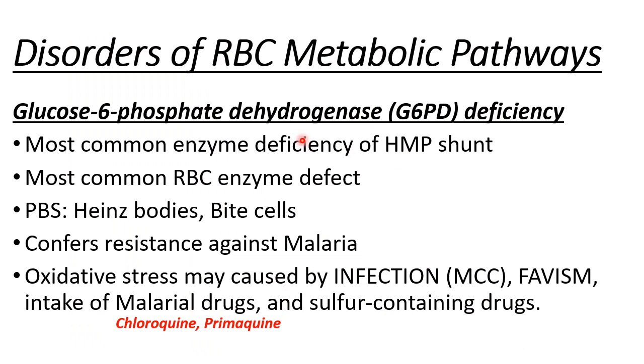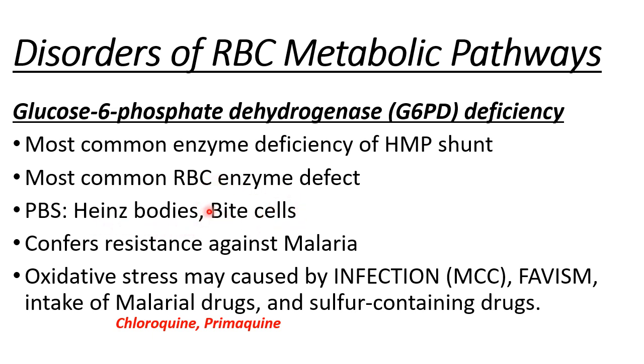Next enzymopathy is your G6PD deficiency. This is the most common enzyme deficiency naman ng hexose monophosphate shunt or the pentose phosphate pathway. Okay? Out of all deficiencies of the RBC biochemical pathway, ito yung most common na RBC enzyme. Kaya included siya sa newborn screening testing. Sa PBS naman, peripheral blood smear, anong ma-appreciate mong mga poikilocyte or RBC inclusion? Pwede kang maka-appreciate ng Heinz bodies and bite cells.